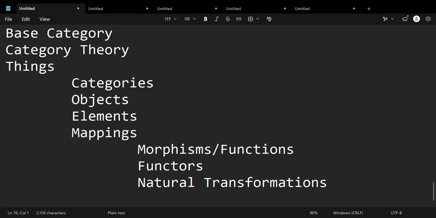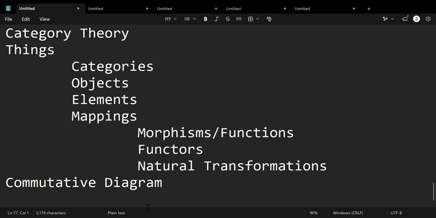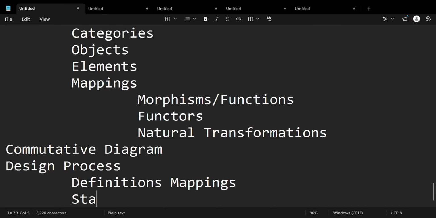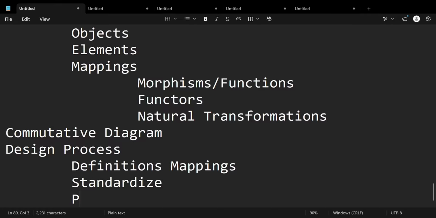And then we went over what a commutative diagram was, as well as the design process for category theory, which is you make your definitions and your mappings first, and then you standardize. So for example, you can make a relation from A back to itself, but then through standardization, you know that such a relation would be called an identity function, right? And then finally, we have proof.